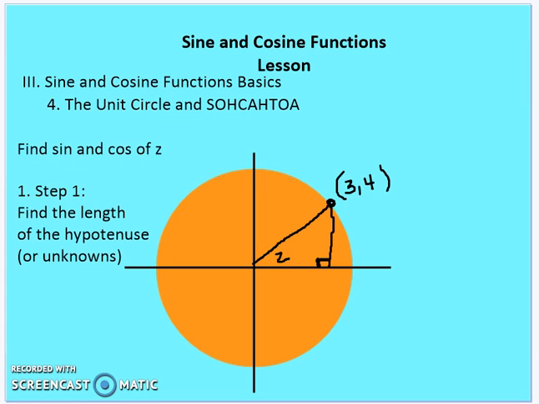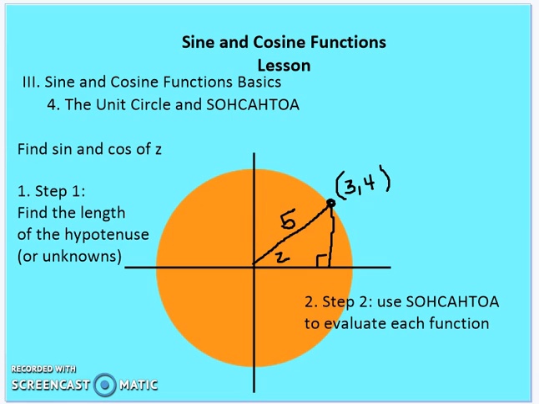So when we're finding the sine, cosine, or tangent of an angle measure based on a certain point, what we want to do is set up a right triangle. In this case, I've identified a point on the circle at (3, 4), and then I've drawn an angle from the origin with the terminal ray as the radius and the initial ray as the x-axis. We want to find the sine and cosine of that angle measure z.